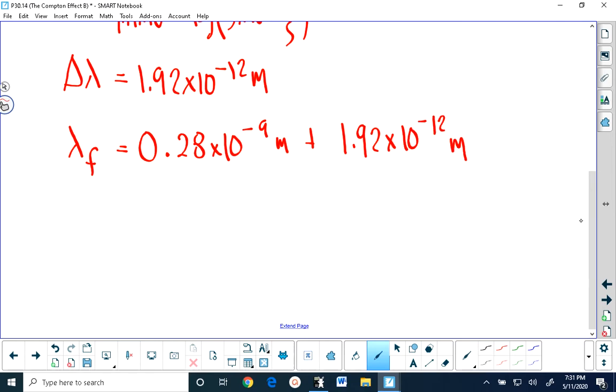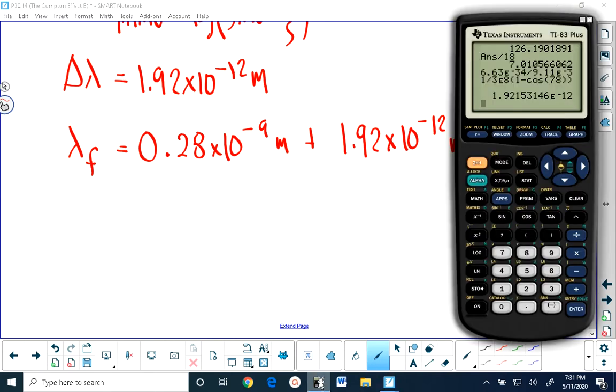So the final wavelength is the change in the wavelength added to the initial wavelength, and that gives us 2.82 multiplied by 10 to the negative 10 meters.